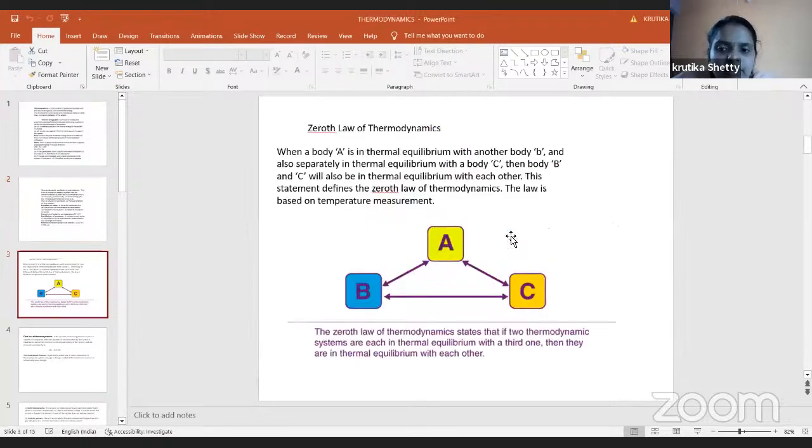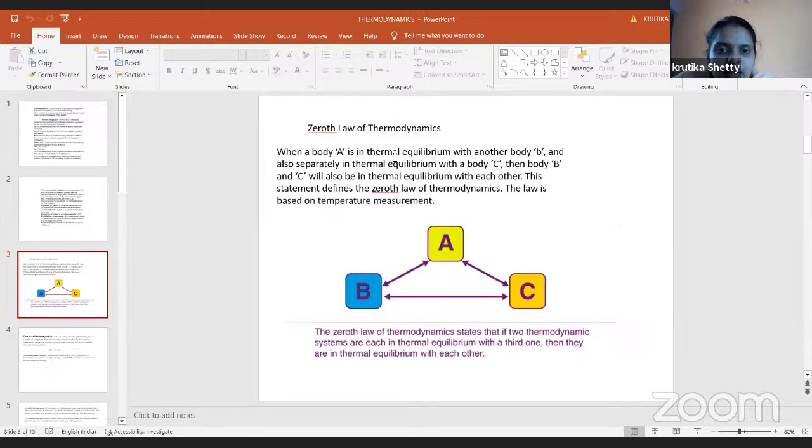That is the zeroth law of thermodynamics. What is the zeroth law of thermodynamics? You can see the figure here. A is in relation with C, and A is in relation with B also, and you can see the relation between B and C also. So the figure is explained here.